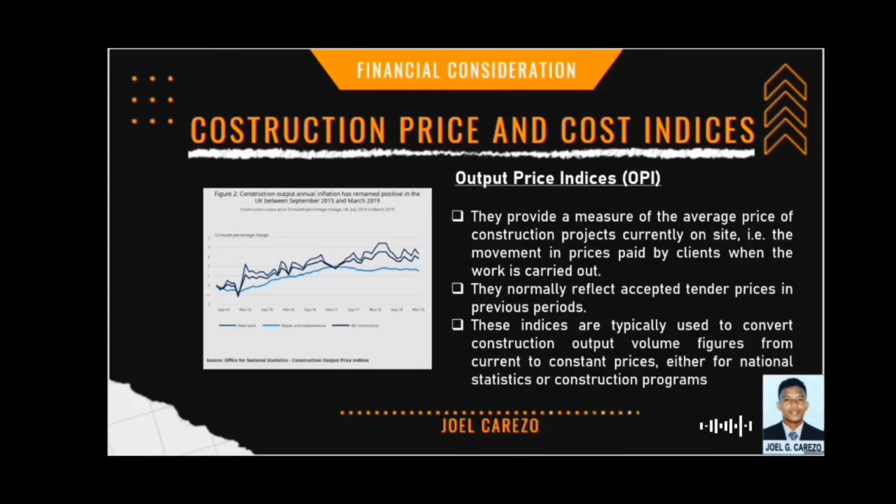Output price indices or OPI. They provide a measure of the average price of construction projects currently on site, the movement in price paid by clients when the work is carried out. They normally reflect accepted tender prices in previous periods. These indices are typically used to convert construction output volume figures from current to constant prices, either for national statistics or construction programs.